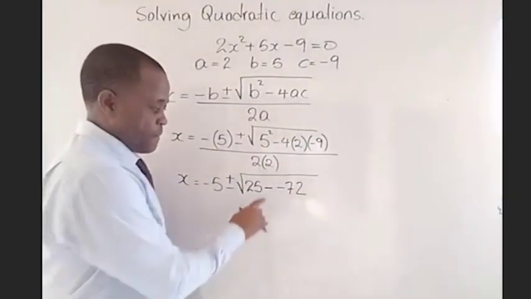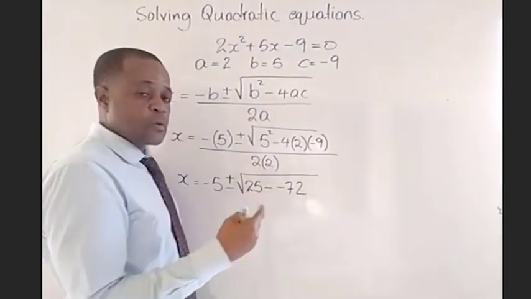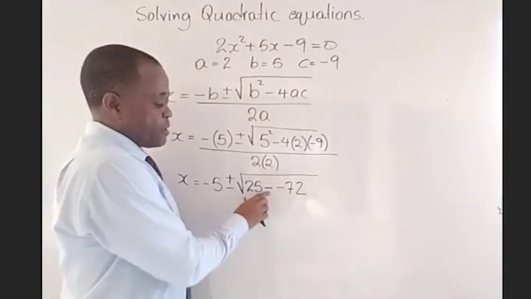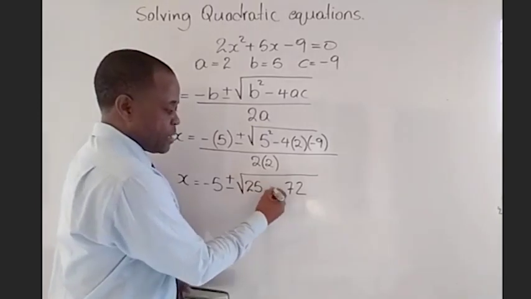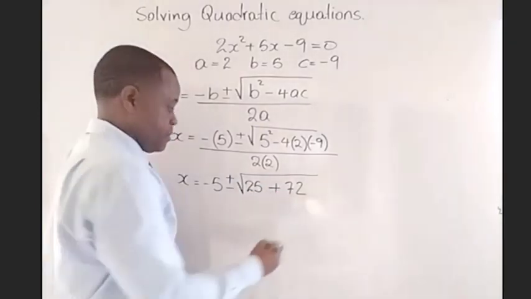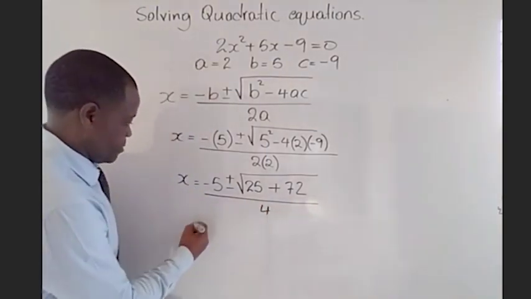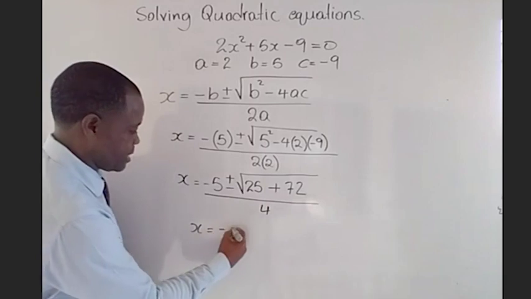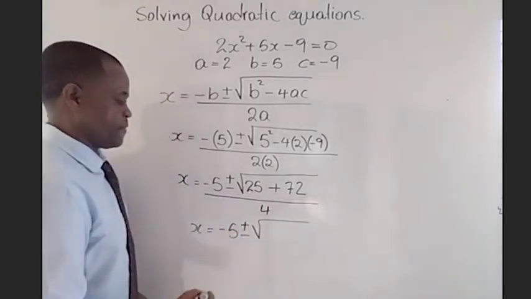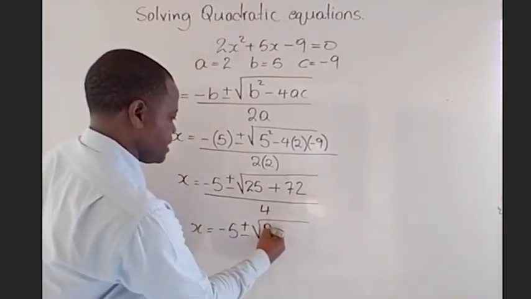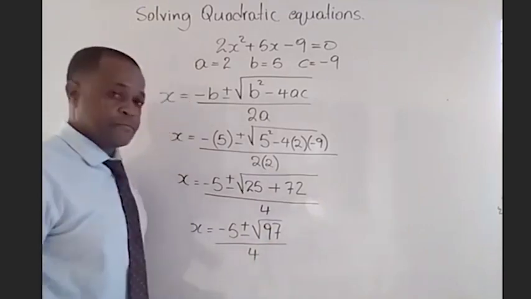But notice here that we have the two negatives coming beside each other that we need to write as one sign. So the negative of a negative, by now we should know that becomes positive. Good? And that is going to be over 4. So moving along, it's now x equal to negative 5 plus or minus the square root of, this now will give me 97, all over 4.